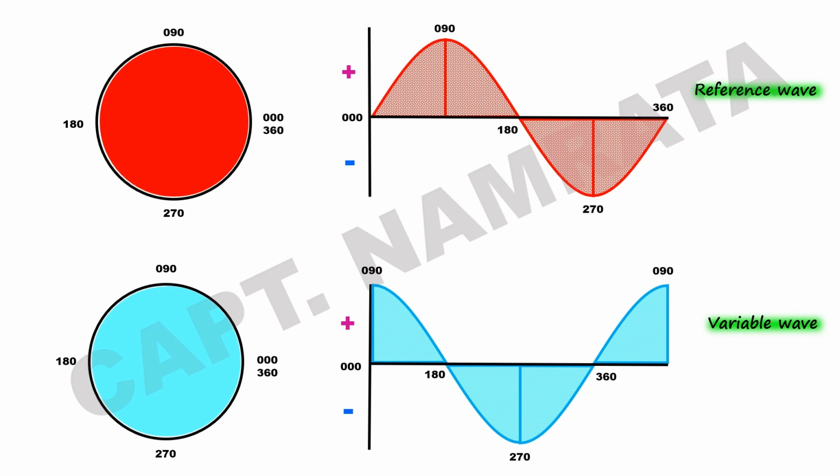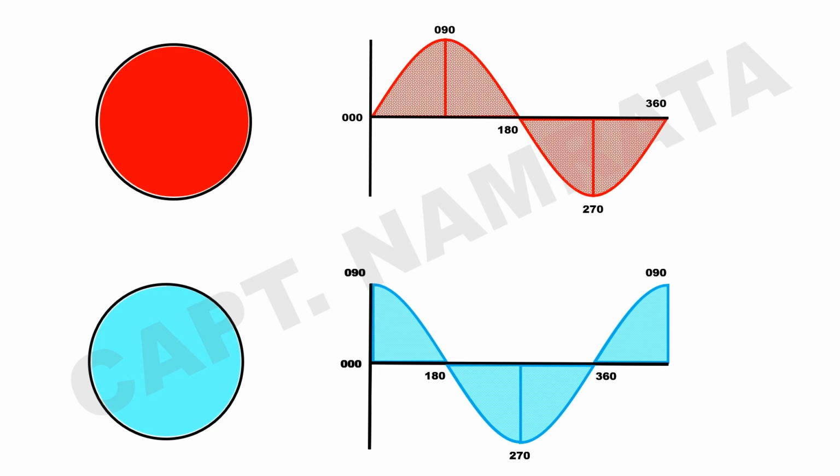Now in this case, reference and variable are starting from different points. Now let's see what will be the phase difference. We can see that the crest of the reference wave is at 90 and the crest of the variable wave is at this point, which is again 90, but they are not aligning. That means there is a phase difference.